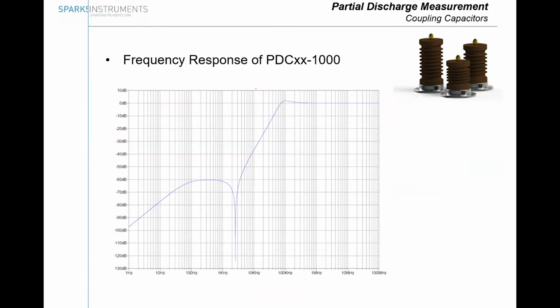In our coupling capacitors, we generally use 1000 picofarad. Of course, we can also offer other types. Our system is designed for low frequency measurements. Low frequency measurements means the frequency range of the coupling capacitor starts around 100 kilohertz and is open to the upper frequency range.